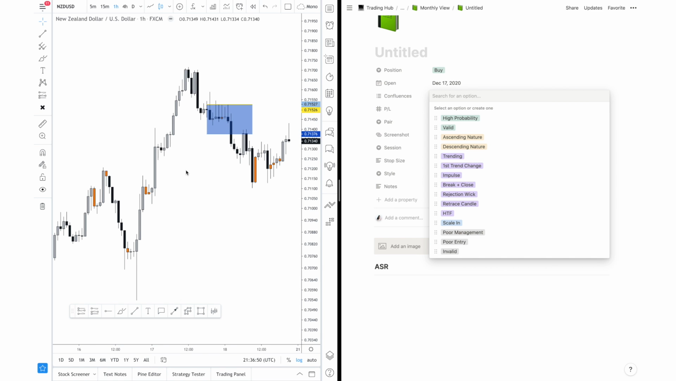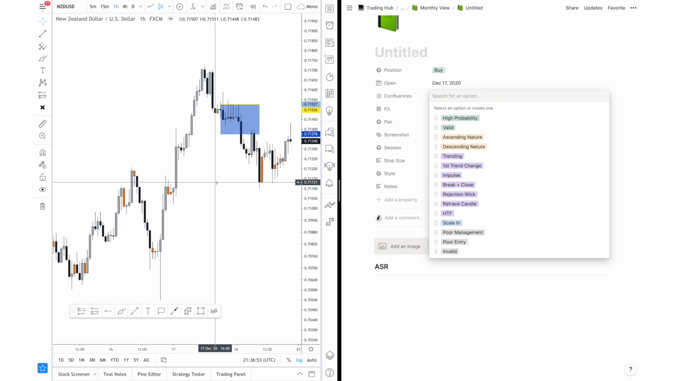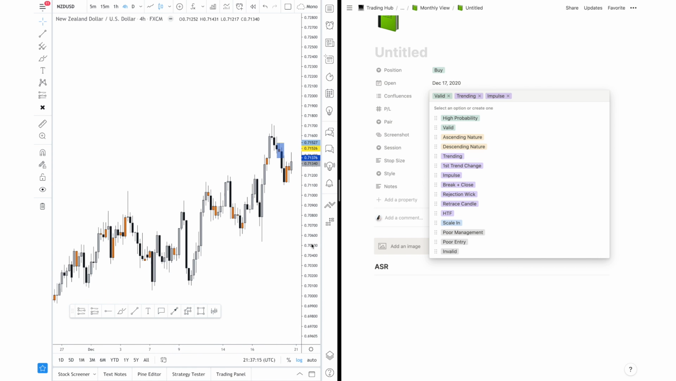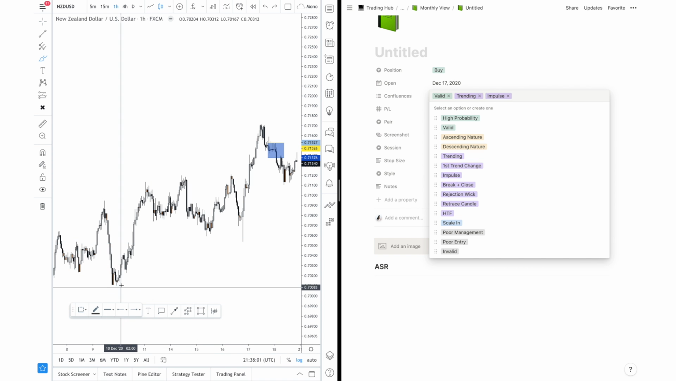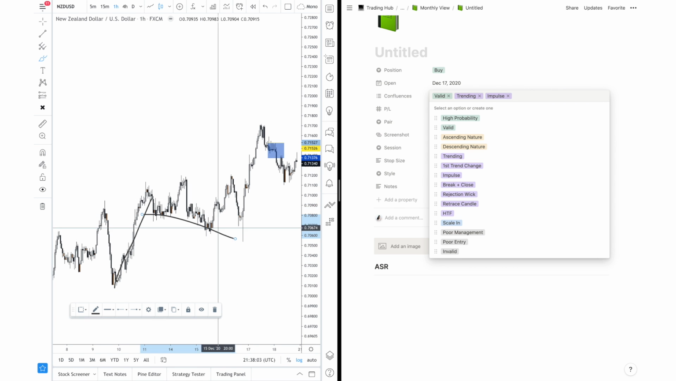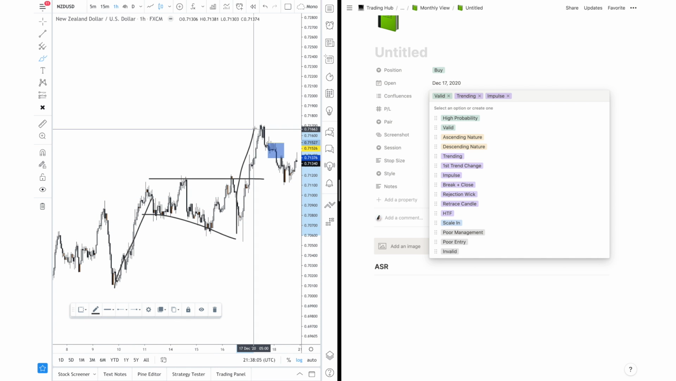Confluences, I would say this is more of a valid trade because it's not coming from a clear descending move. That's the main thing I look for between high probability and valid: whether it came from an ascending or descending nature. In this case it would just be valid, and we can say we're trending and it's impulsive. Ultimately we are pushing up, and on the 1 hour on a structural level we have a push up, a messier correction, and then another push up.